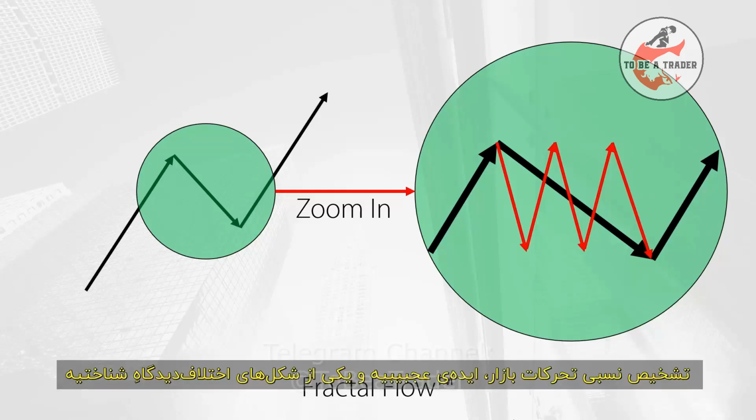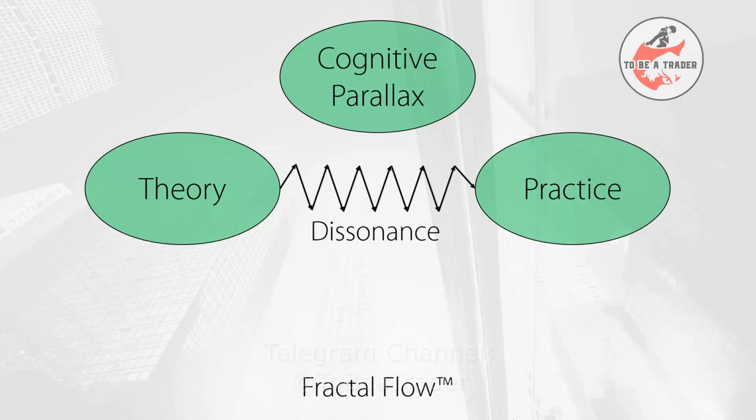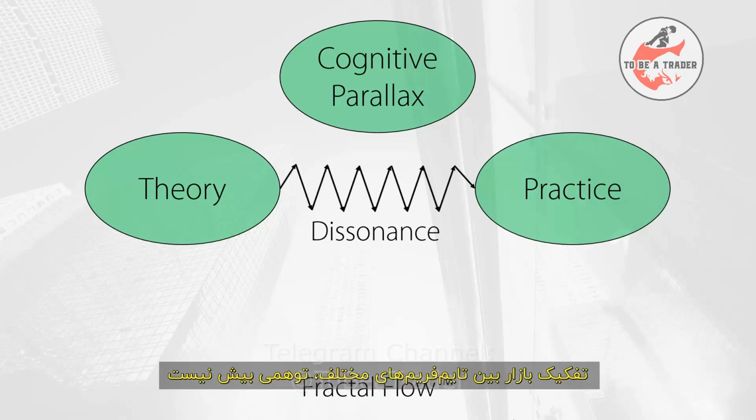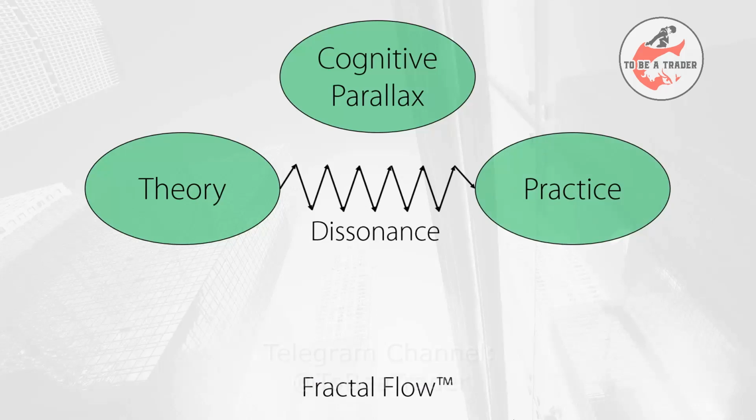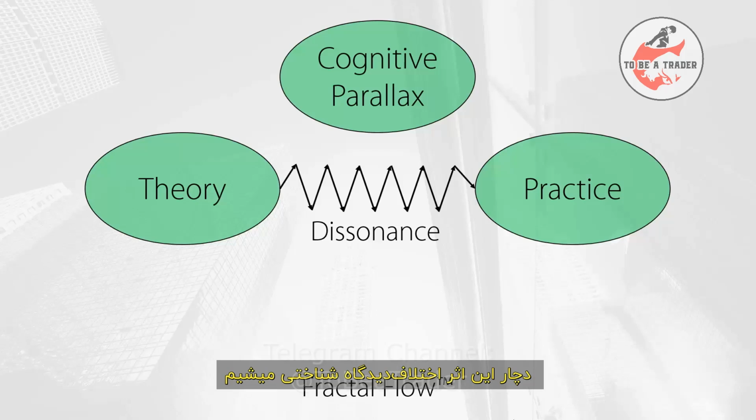The relative recognition of market movements is a strange idea and it is a form of cognitive parallax, which can be viewed as the dissonance between theory and practice. The segregation of the market between different timeframes is an illusion. The market is an abstract entity, so when we divide it into separate timeframes, we get this weird cognitive parallax effect that happens to be quite useful for different reasons.